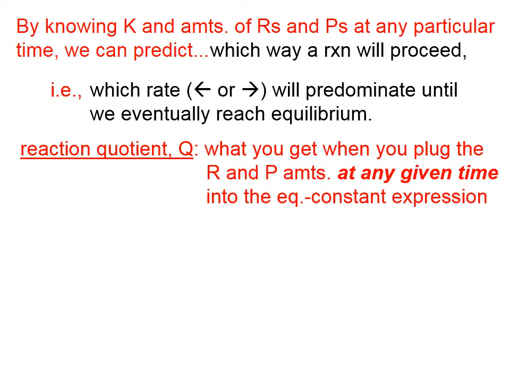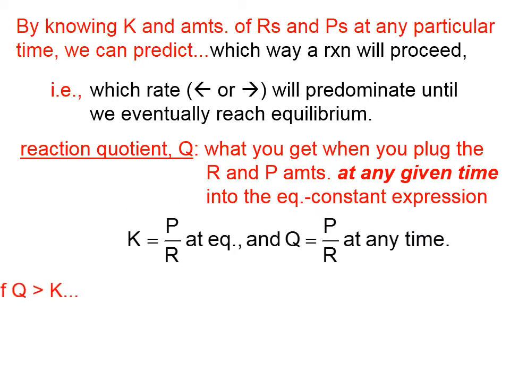And the reaction quotient is the number that you get when you plug the reactant and product amounts at any given time into the equilibrium constant expression. In other words, when you have the product amounts and the reactant amounts at equilibrium, you get a value, and that value is K. When you have the product and reactant amounts at some other time, if you put products to their powers divided by reactants to their powers, you'll get a different value typically. And we call that value Q, the reaction quotient.